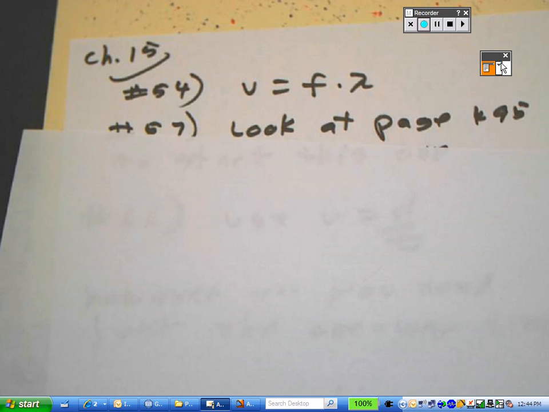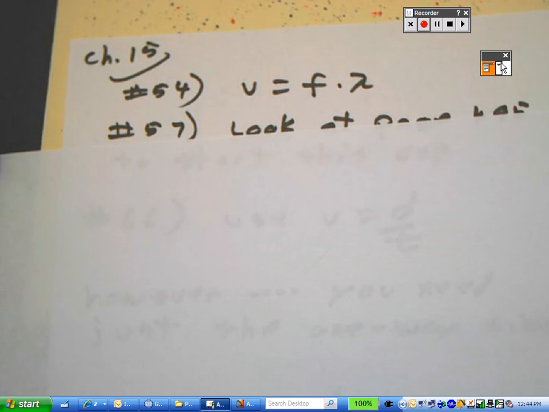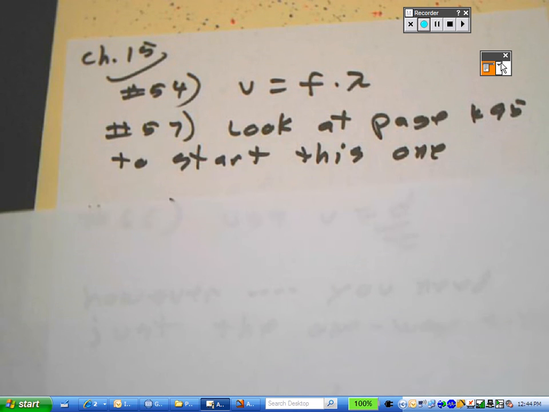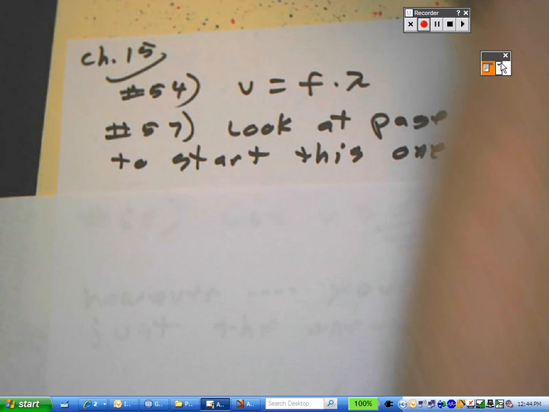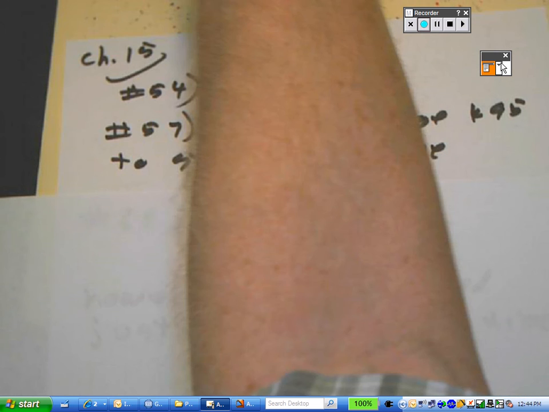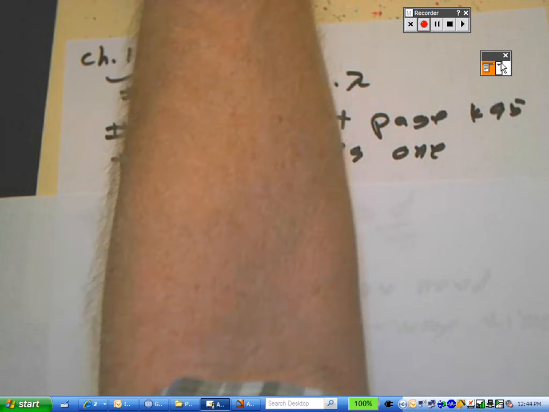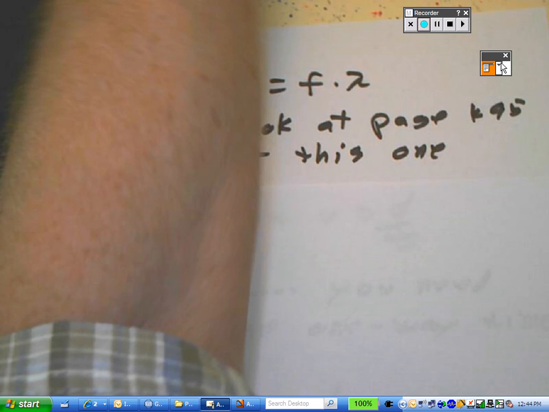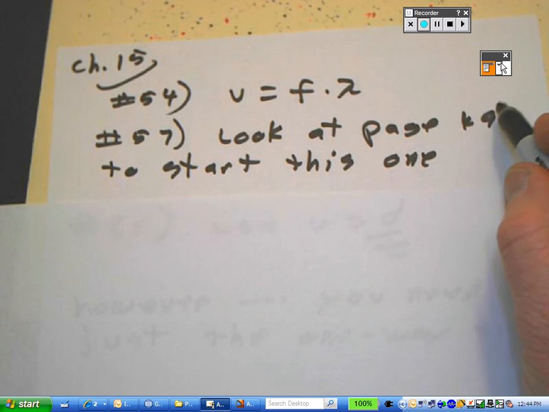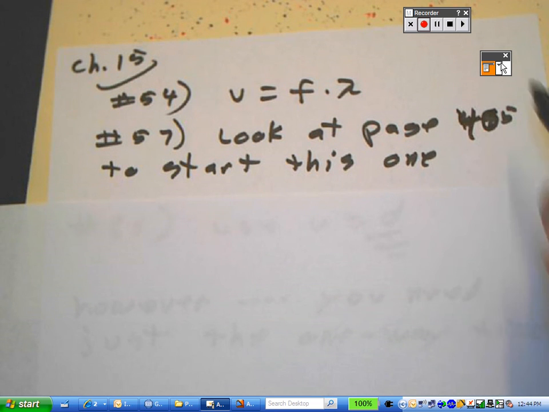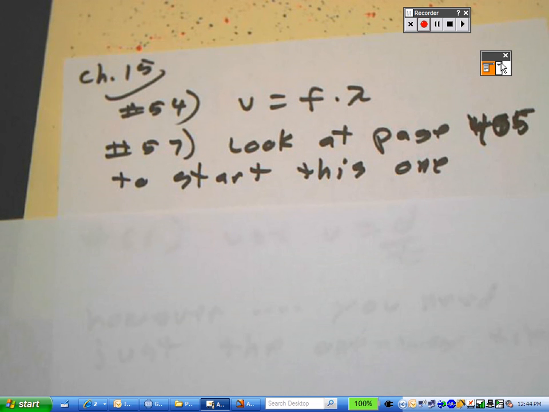Now let's look at number 57. Number 57 seems to not have enough information because you have the sound frequency, you have the temperature. It seems like, what do you do with the temperature? However, here's a hint. As you probably read on page 495, that can't be right. It must be 395. Let me look at that again. If you look back in the chapter at one of the first pages, that would be 405. So on page 405, you're going to find a chart that will help you find the velocity. That'll help you start out number 57.